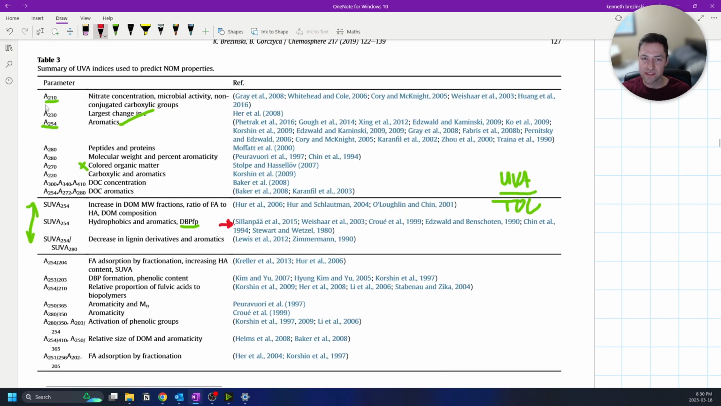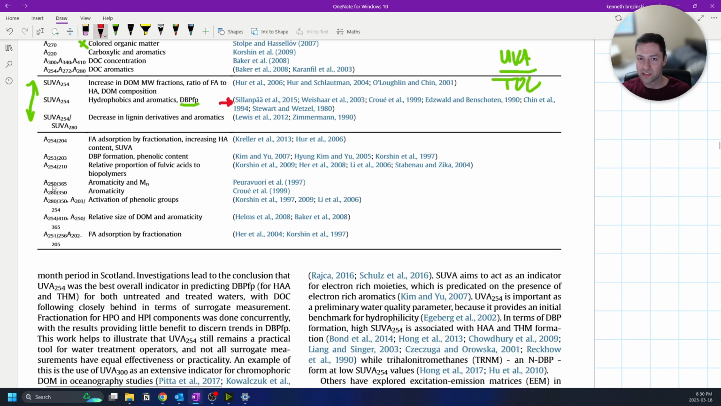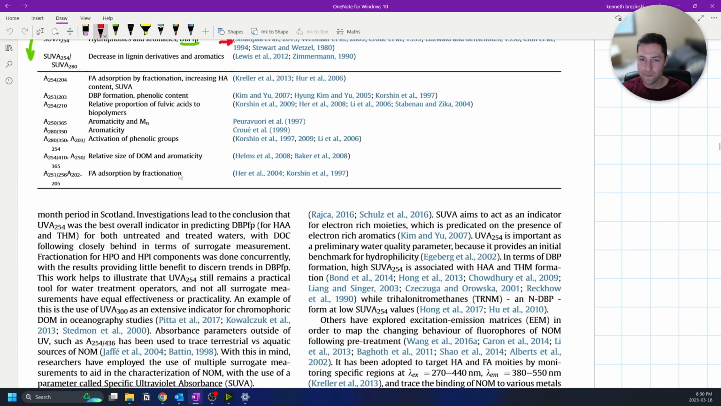And then as you can use one specific absorbance, you can actually take the ratio of absorbances, and all of a sudden you have some other forms of characterization, not just aromaticity, but okay, well, maybe we get some information about disinfection byproduct formation. Maybe the phenolic content is really sensitive at 203 nanometers. So that's of importance to us.